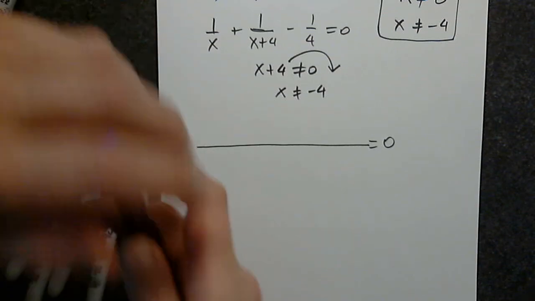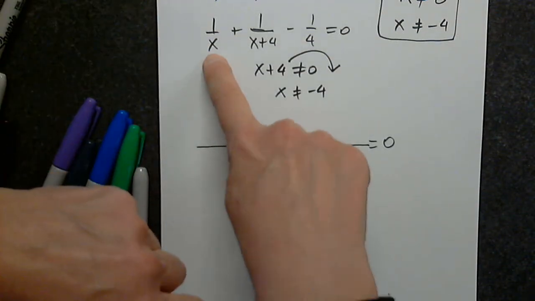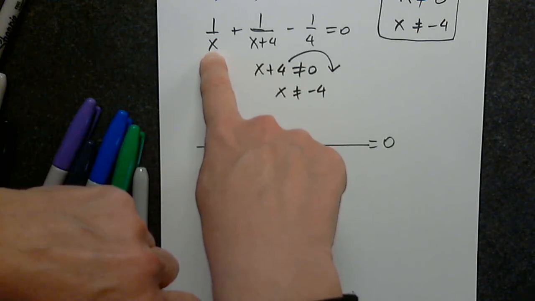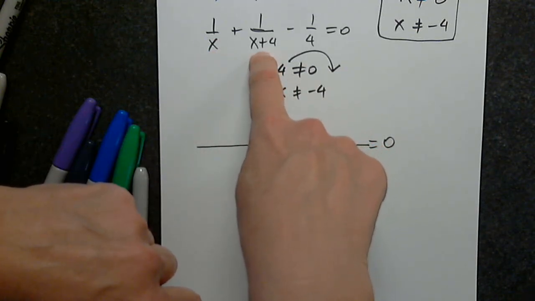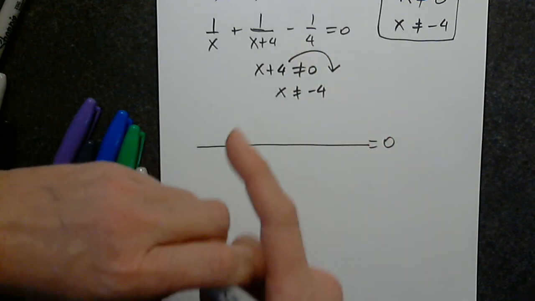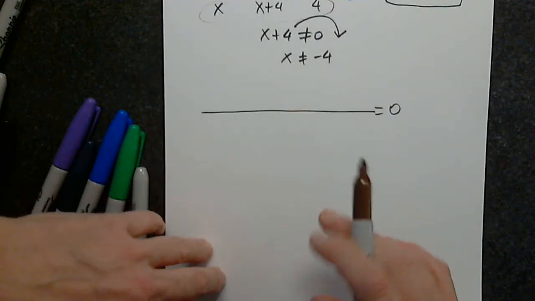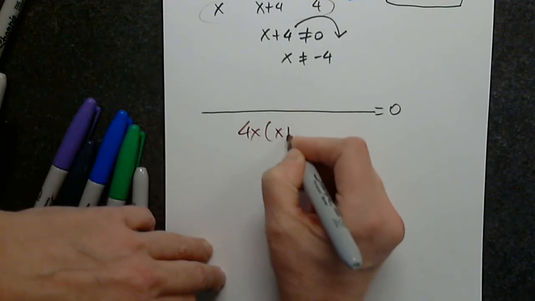Okay, now let's find the least common denominator. Can I factor x? No. Can I factor x plus 4? No. Can I factor 4? No. So then how many different factors do we see here? 3. All of them have to be in the LCD.